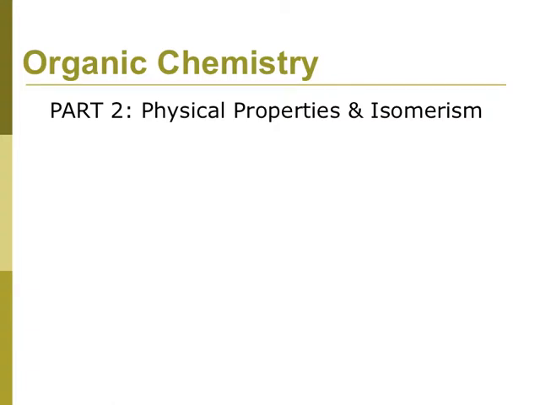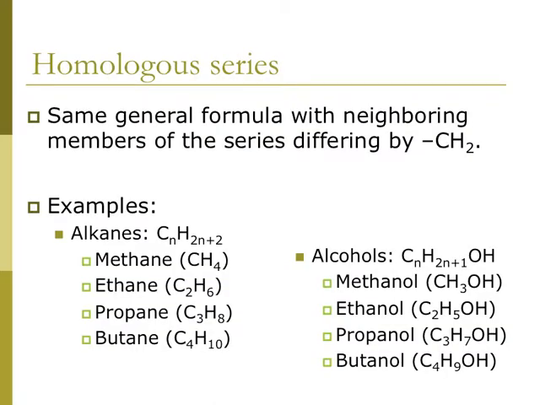Organic chemistry part 2. We're going to talk about some physical properties of organic compounds, and also we're going to talk about isomers. But first, let's talk about physical properties, and to do so what we're going to look at is how these physical properties change as the molecular mass of a series increases.